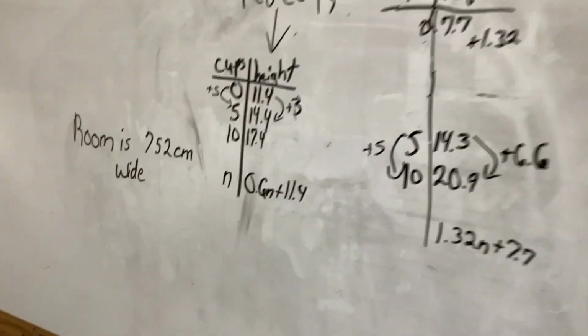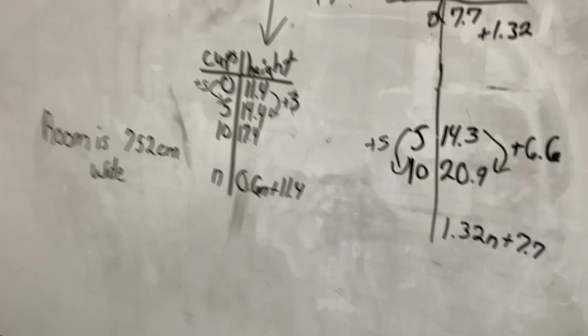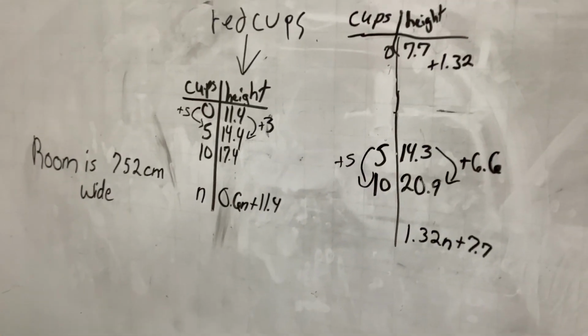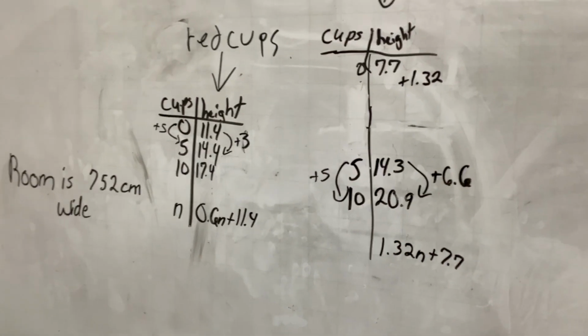Tell me what this represents. What is this? What is the 0.6n plus 11.4? What does that represent? Okay, I just kind of got the rule. Then tell me what n represents.